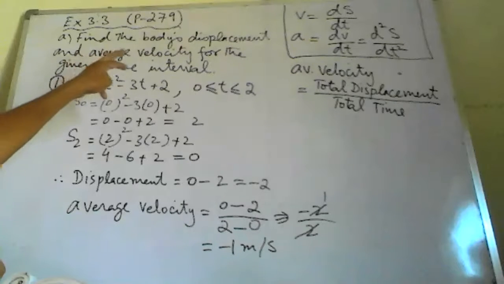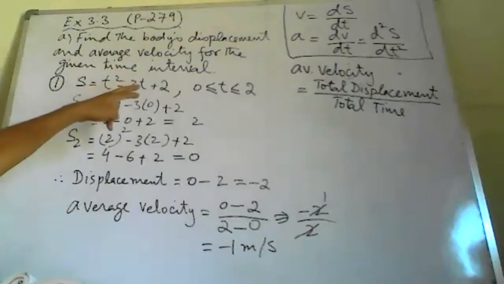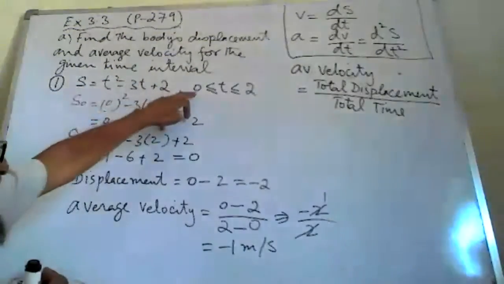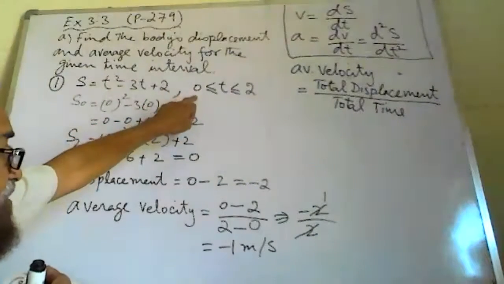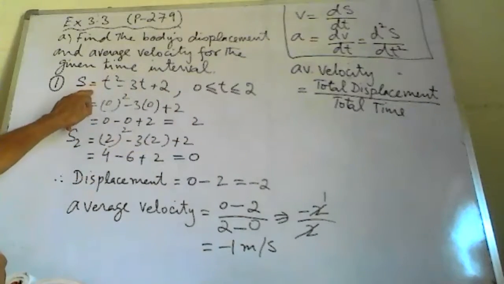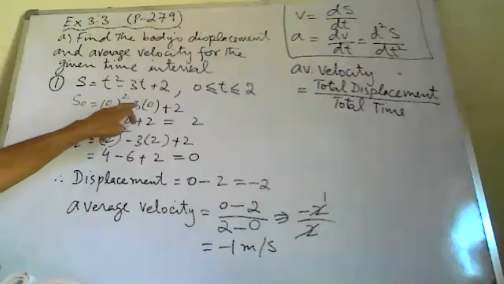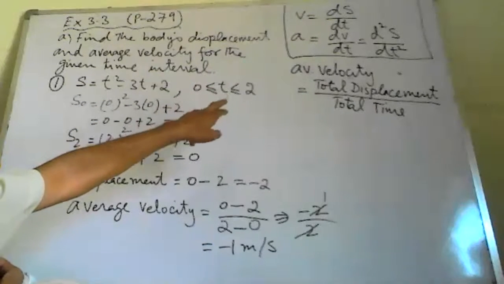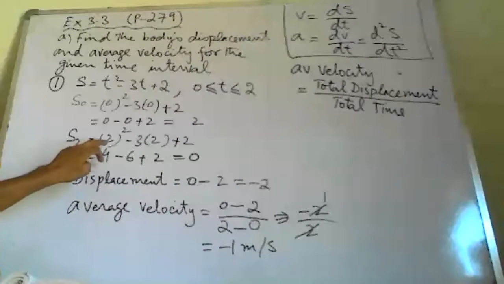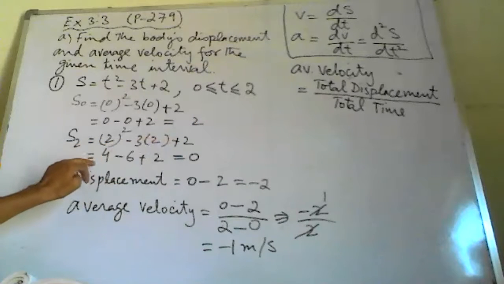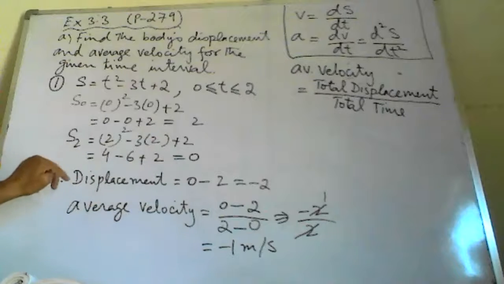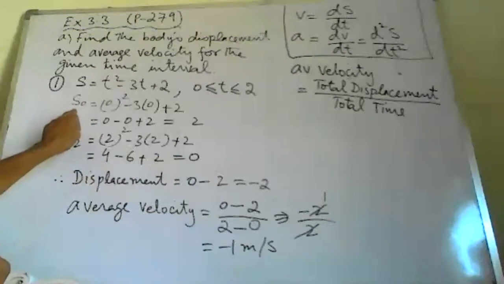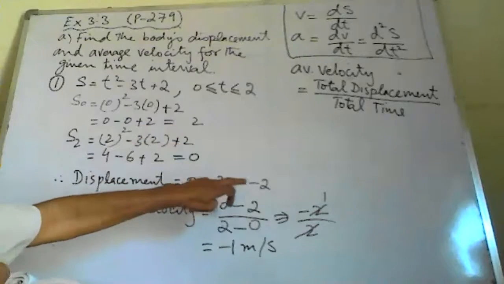So it is asked to find the body's displacement and the average velocity. So how to find the body's displacement? First we'll put t equal to 0, the initial time, which is starting from 0. So we'll put t is equal to 0 in s. The answer will become 0 square minus 3 into 0 plus 2. The answer is 2. Then we'll put t is equal to 2, the final time. So that will be s2. 2 square minus 3 into 2 plus 2. The answer is 0. So the total displacement will become the final displacement minus the initial displacement equal to -2.